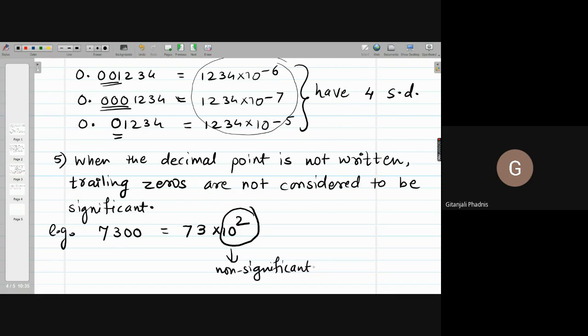Do you understand it, girls? Yes, ma'am. So this has only 2 significant digits. Okay? But if I rewrite this number 7300 as 7300.0, then it has 5 significant digits.